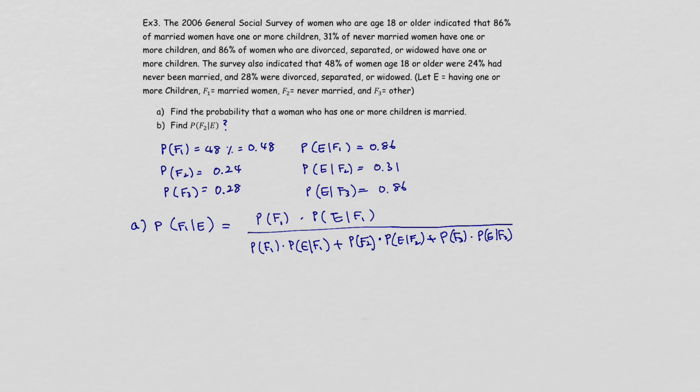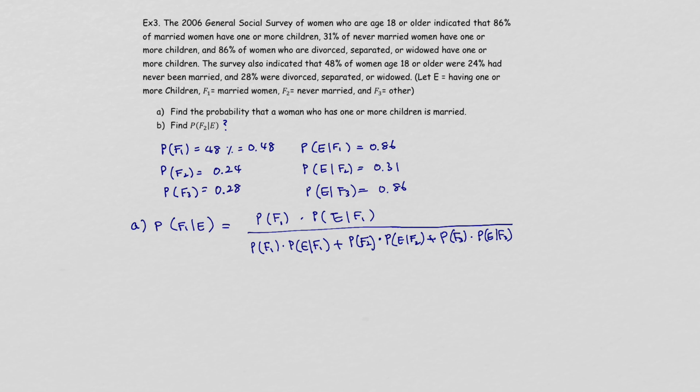Let me see. I think we're missing some wording here, saying that 48% are married women. Okay. And 24% had never been married. And 28% are divorced, separated, or widows. They want you to use E for having one or more children, F1 to be married women, F2 to be never married, and F3 will be others.